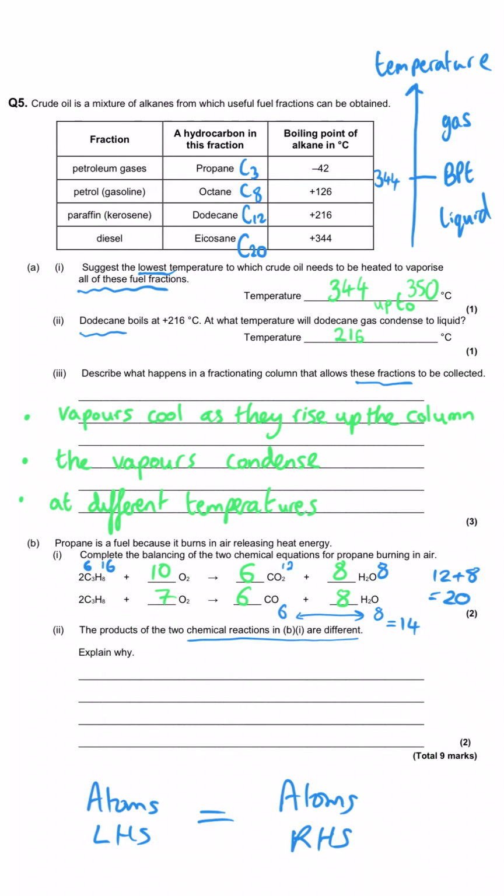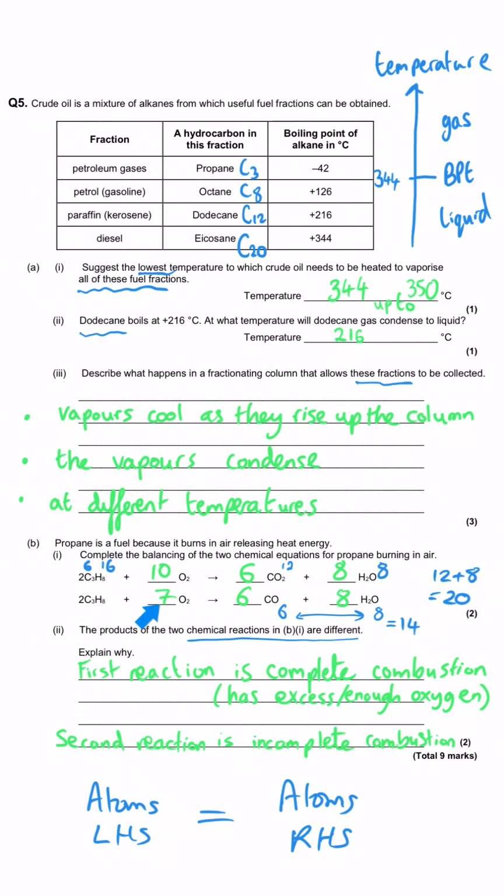So what we need to say is that the first reaction is complete combustion, because there's an excess, there's plenty of oxygen, it's burnt properly. And then in the second reaction, we've got incomplete combustion taking place because there isn't enough oxygen and we're only making carbon monoxide in the products.